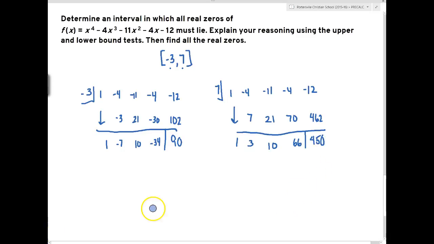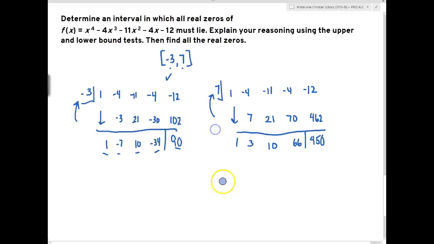Now there's two different tests for figuring out whether you have an upper bound or a lower bound. To make sure that -3 is in fact a lower bound, what I want to see here is exactly what I do see, where every other number goes positive, negative, positive, negative, positive. So if I have an alternating positive and negative like that, that means I have a lower bound. So -3 works as a lower bound.